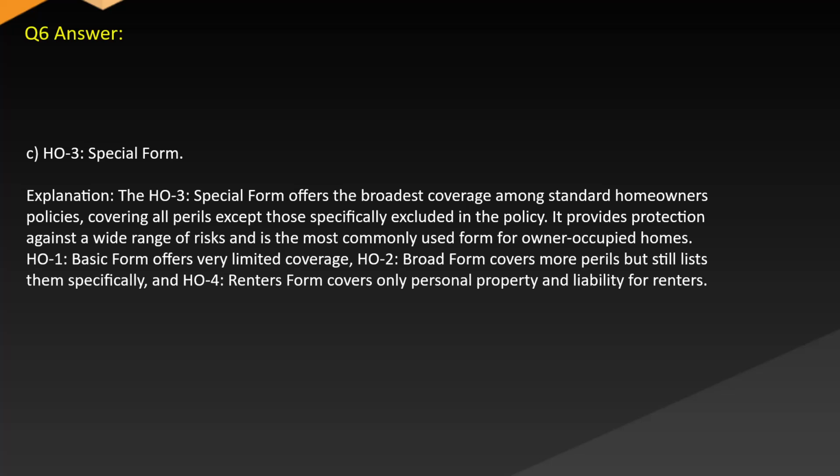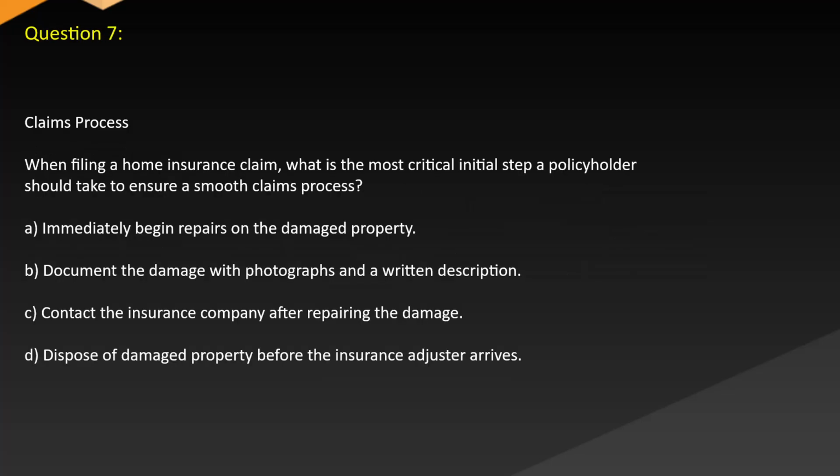HO2 broad form covers more perils but still lists them specifically, and HO4 renter's form covers only personal property and liability for renters. Question 7. Claims process. When filing a home insurance claim, what is the most critical initial step a policyholder should take to ensure a smooth claims process?